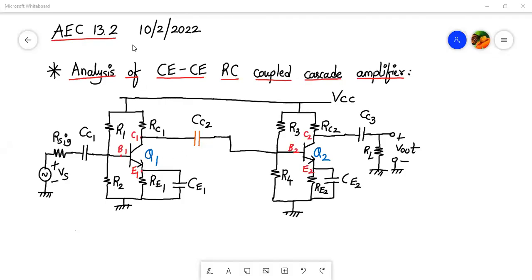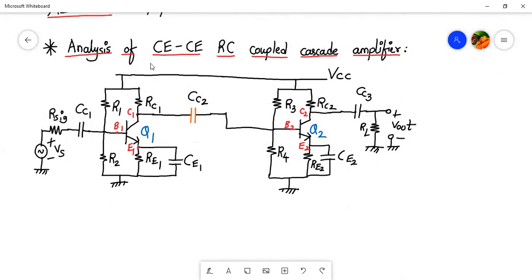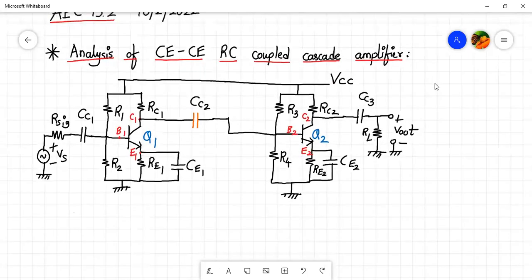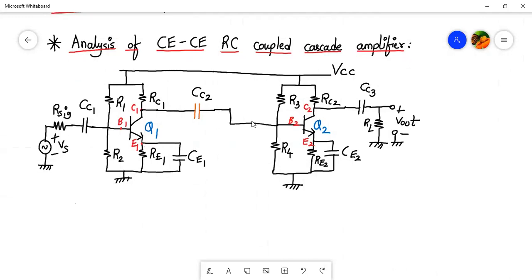Hello everyone. Welcome to Analog Electronic Circuits, lecture number 13, part number 2. So in today's lecture, we will analyze the common emitter RC coupled cascade amplifier, right? So the circuit in front of your screens is a common emitter cascade amplifier.